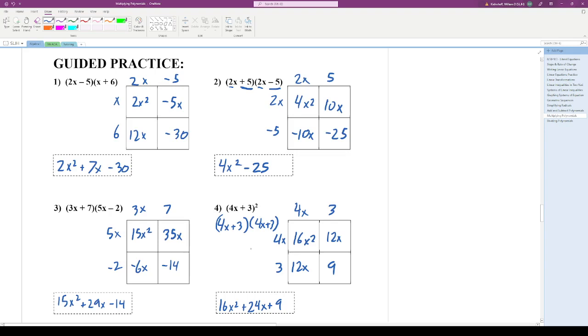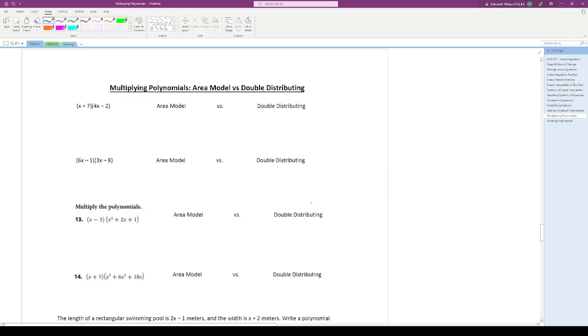If you were struggling with any of that, remember it's just putting each binomial in a row or a column, and then multiplying the box by whatever the intersecting column and row is. So this 4x times this 4x gives us the top left box. This 4x times this 3 gives us this box, and so on. All right, so let's go on.